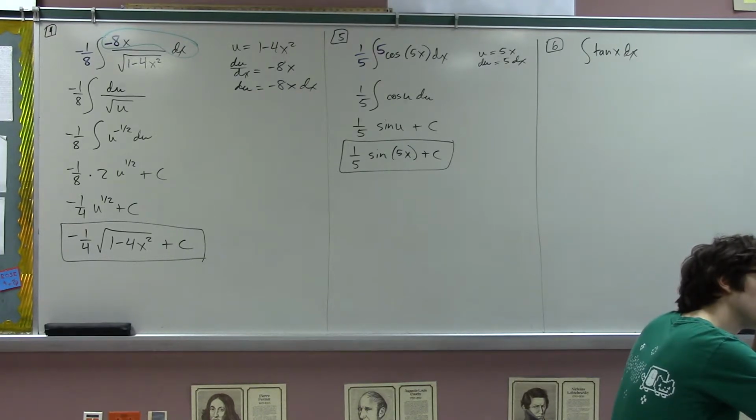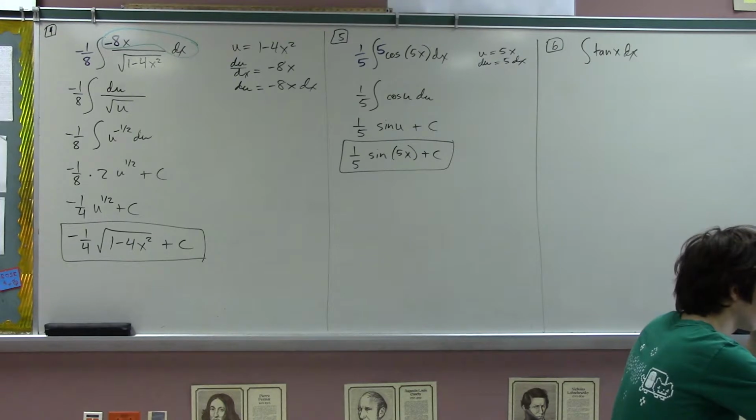Yeah, so trying to let u be tan is just not going to work, right? Because du would be secant squared. There's just no secant squared there, right? It's just not there. If it's not there, you can't make it happen. So you have to try something else. Yeah, it's hard.